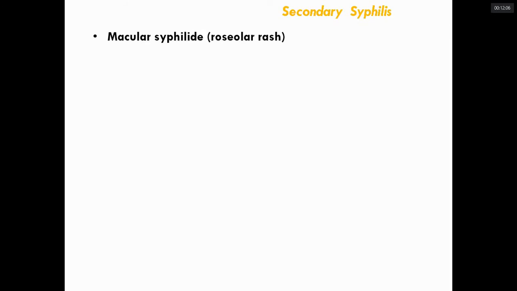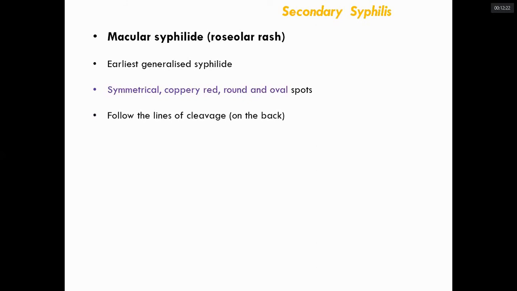Now there are various types of lesions that are seen in secondary syphilis. The first one is macular syphilid. It is also called roseolar rash. It is the earliest lesion seen. They are symmetrical, coppery red, round and oval spots. They follow the lines of cleavage.